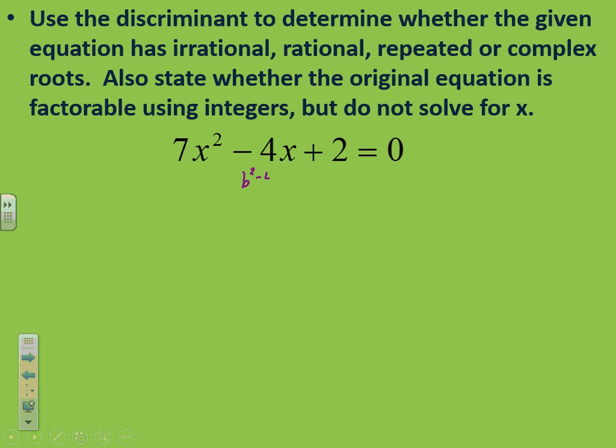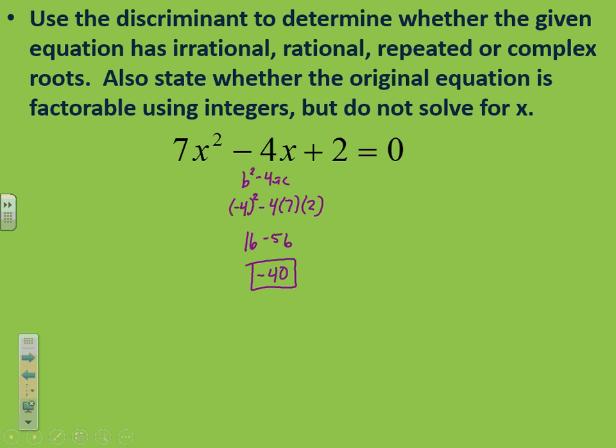B squared minus 4ac. B in this case is negative 4, so I'm going to say negative 4 squared minus 4 times the 7, which is A, and the 2, which is the C term. And let's see what we get. Well, negative 4 squared is a positive 16. Negative 4 times 7 times 2 is going to be a negative 56. And combine those like terms, and that's going to give you a negative 40. So there is our discriminant.